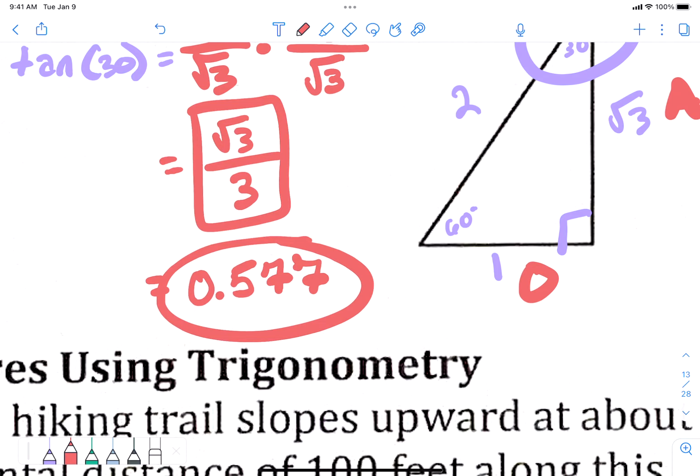Do you guys all have calculators? Yeah. You want to grab them real quick? Because I want to make sure that your calculators are in the right setting. Because sometimes your calculators won't be in the right setting.